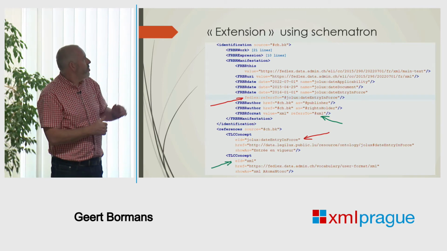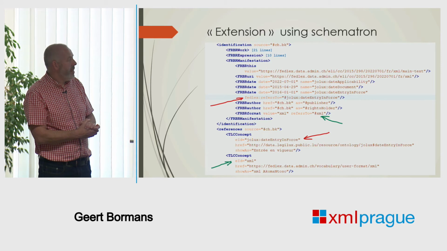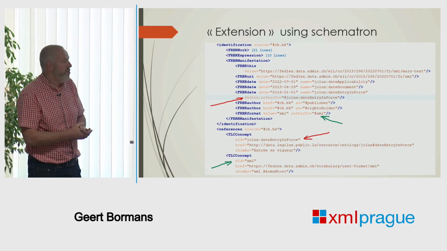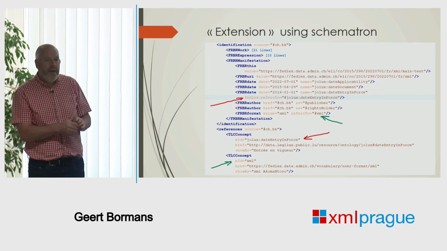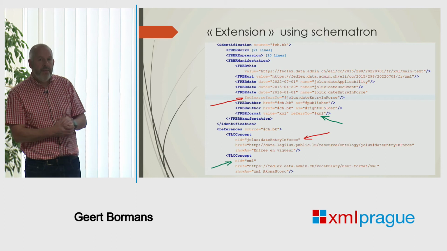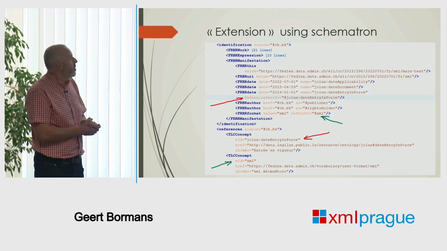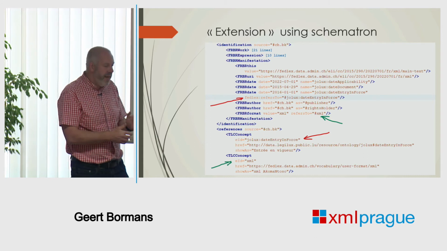But the refersTo attribute was not allowed on the FRBR date. It's a bit of a weird example because I got a message from the technical committee that they will add the refersTo on the next iteration of the standard. But for now, I did not want to change the schema, as per their suggestion, but I just added one. So I can add fedlex namespace attributes everywhere.